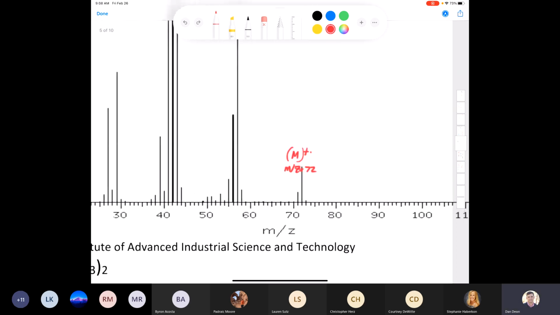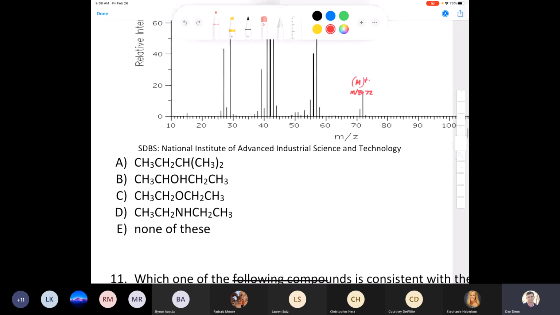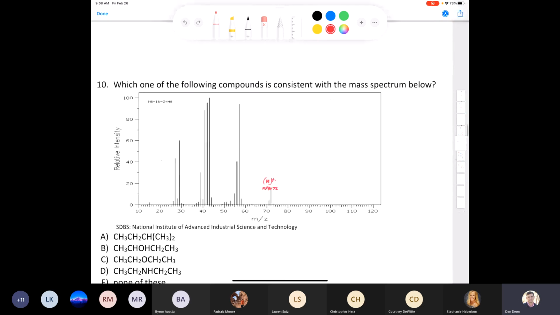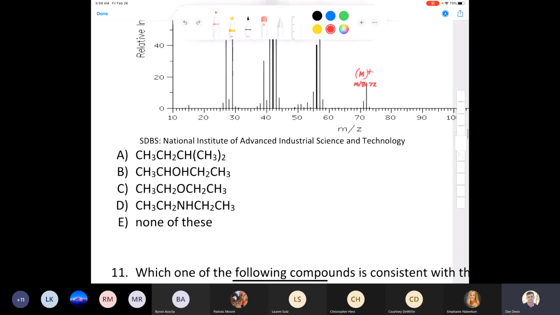So there's our molecular ion. And all it's asking us to do is, which one of the following compounds is consistent with this mass spectrum? I want you guys to look at the answers. Could anybody tell me, is there one of these answers I could get rid of immediately? Just be like, no, not happening. Yeah, thanks, Lauren. Absolutely. So the answer is not going to be B.